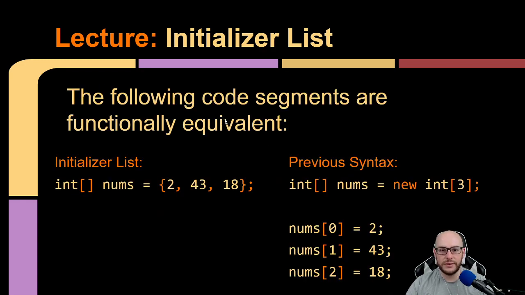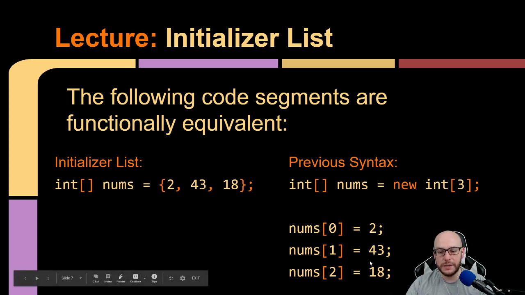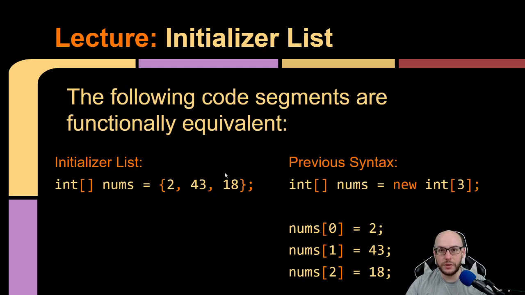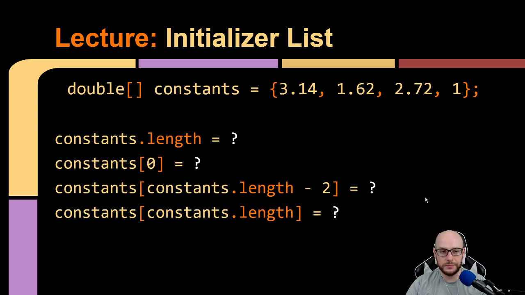Think about what you would have to do in order to achieve this based on what we already knew. These two code segments are functionally equivalent, right? The left-hand side, I have the initializer list. I am creating an array with a length of 3 with these values. Based on what we previously knew, I would have to create an integer array with a length of 3, then go through and kind of manually set those values one at a time. Okay, so as you can see, this is a good quick way to create an array and fill it with values.